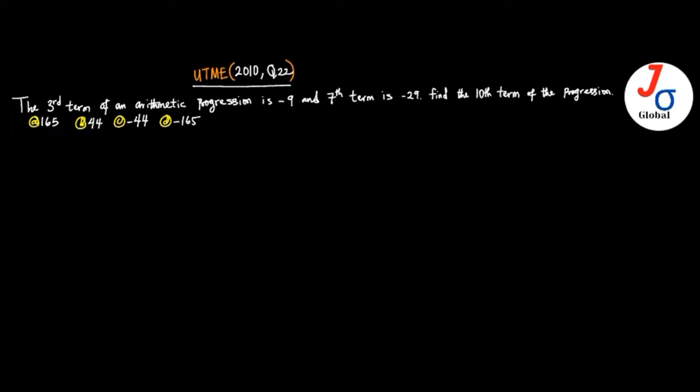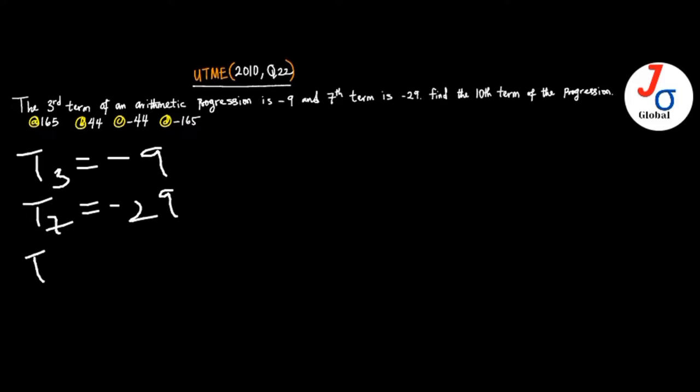JAMB 2010 question 22. The third term of an arithmetic progression is -9. T3, the third term, is -9, and the seventh term is -29. Then find the 10th term. That's T10. We don't know what that is.